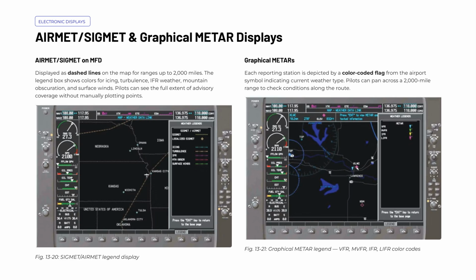Because pilots can pan across a 2,000-mile range, they can quickly scan conditions along the entire planned route and identify areas where flight conditions may be deteriorating. Together, these two display features allow for more efficient pre-flight planning and better in-flight situational awareness regarding weather hazards.